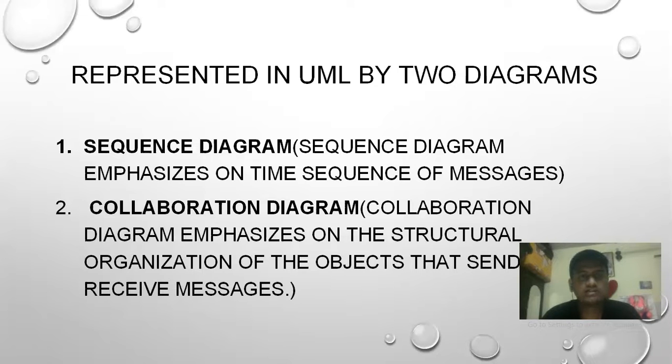Here, the interaction diagram is represented in UML by two diagrams. Number one is sequence diagram and number two is collaboration diagram. The sequence diagram emphasizes the time sequence of the messages, and the collaboration diagram emphasizes the structural organization of the objects that send and receive messages.